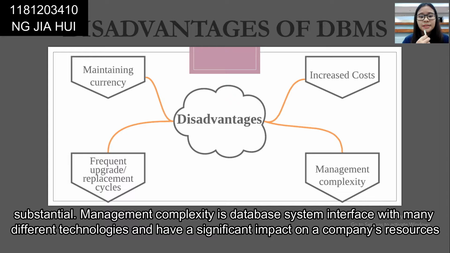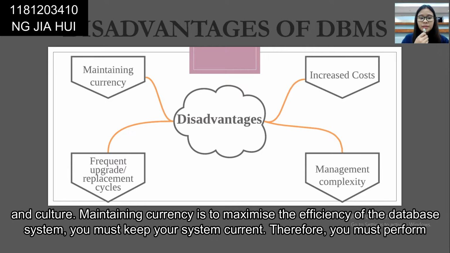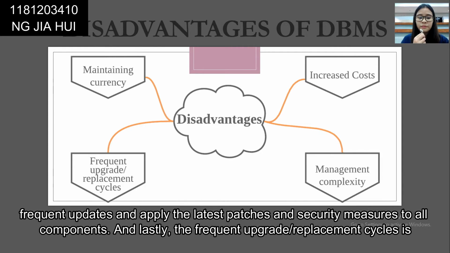Management complexity is that a database system interfaces with many different technologies and has a significant impact on a company's resources and culture. Maintaining currency is to maximize the efficiency of the database system. You must keep your system current. Therefore, you must perform frequent updates and apply the latest patches and security measures to all components.